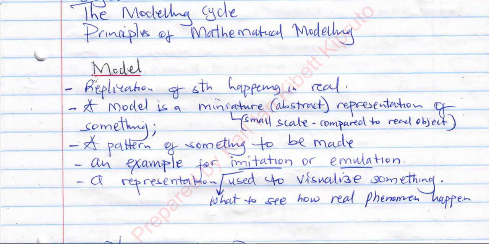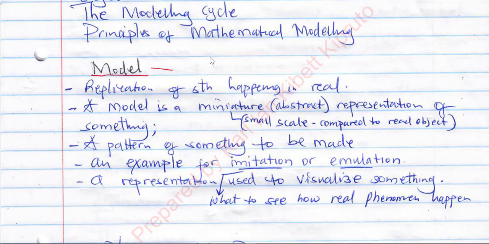So we are here at modeling, and then what is to model? Simply, a model is just a replica of something happening in real life. Especially when you model something, you are trying to imitate something, or to show how that something appears. That's the normal modeling that most of us know.